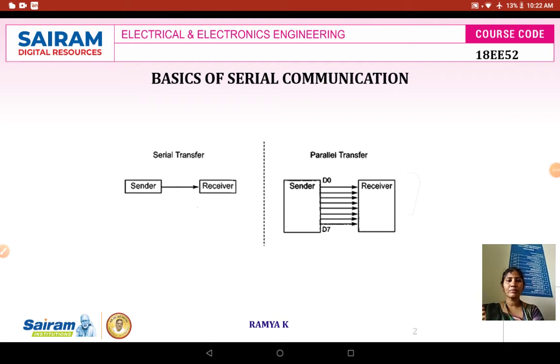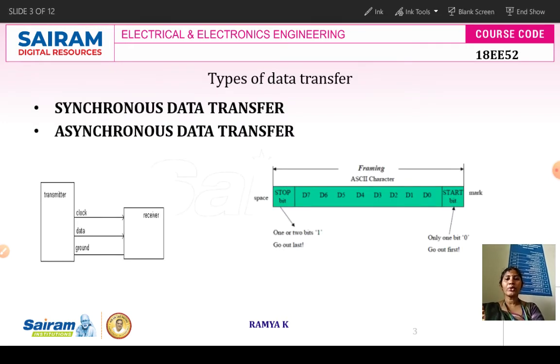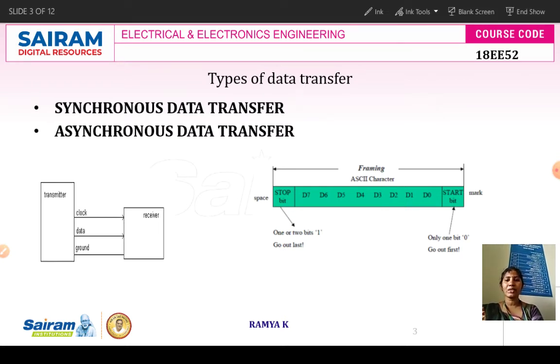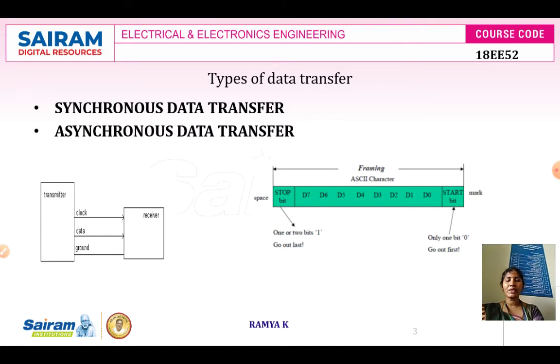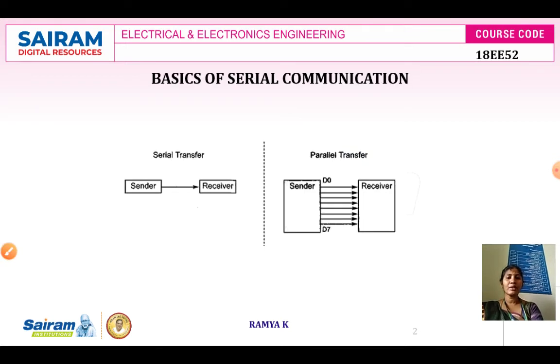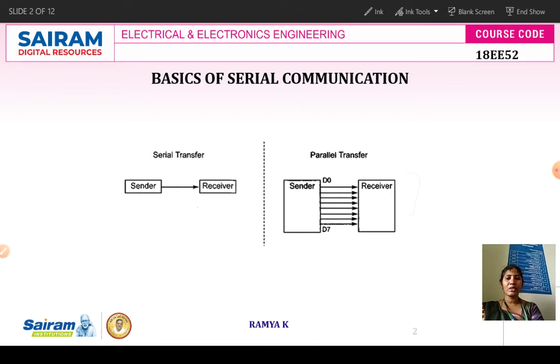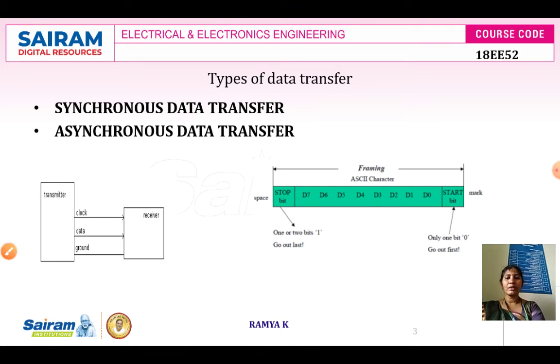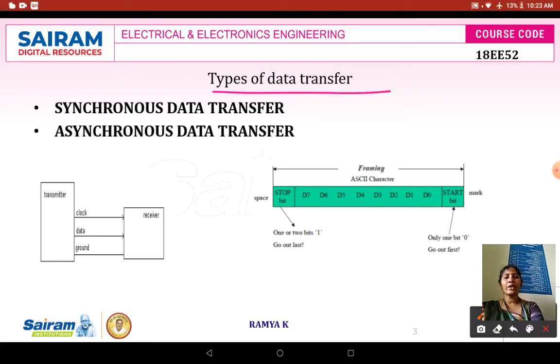Next is, there are two types of data transfer. One is synchronous data transfer and the other one is asynchronous data transfer. So why we are calling it synchronous and asynchronous data transfer means, here the data transfer occurs between your transmitting end and the receiving end. It is the basics of your serial communication. Next is your types of data transfer. In different types of data transfer, you are going to have synchronous data transfer and asynchronous data transfer.